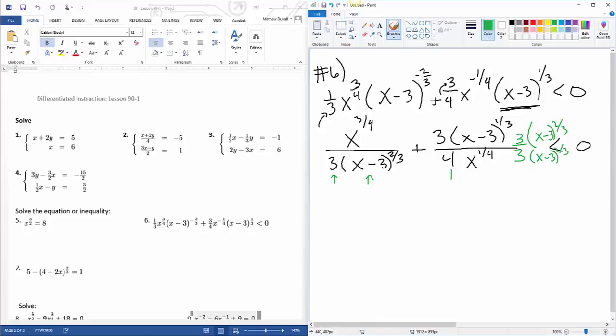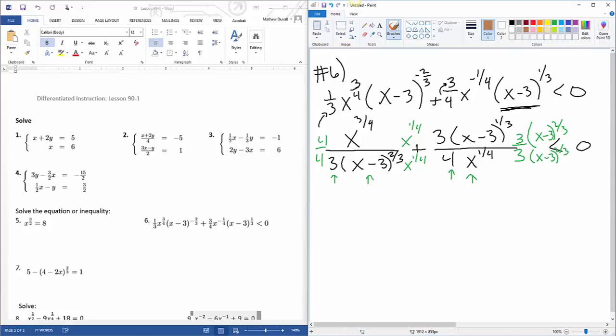Now on this side that has a 4, so this needs a 4 over 4. And then this has an x to the 1/4, and so this needs an x to the 1/4 over x to the 1/4. So now they all have the same factors in the denominator. They all have 4's, they all have 3's, they all have x minus 3's to the 2/3 and x to the 1/4. So now cleaning this up.